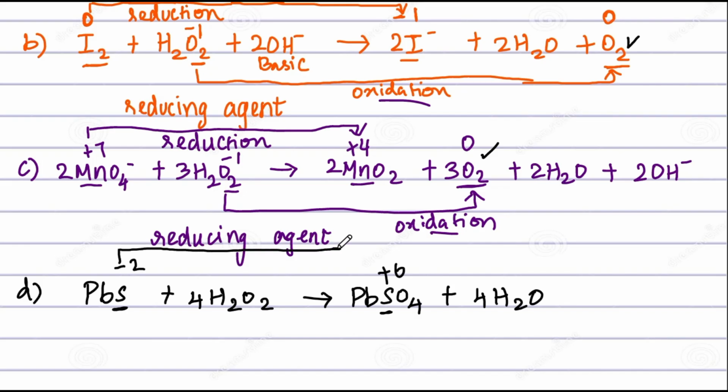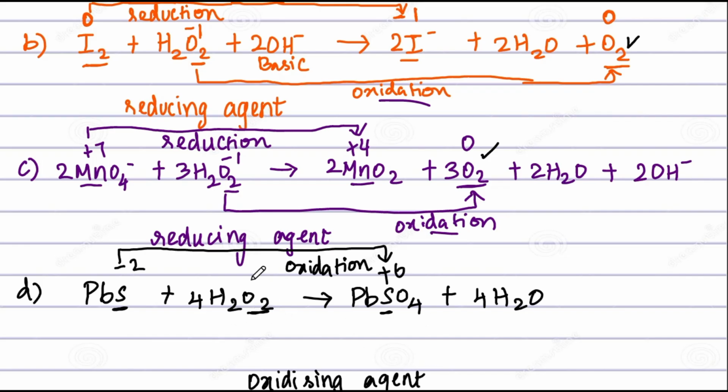So from -2 to +6 is an increase in oxidation state. So increase in oxidation state is oxidation. So hydrogen peroxide oxidizes the other substance. So here it acts as an oxidizing agent. So only in option D it acts as an oxidizing agent.